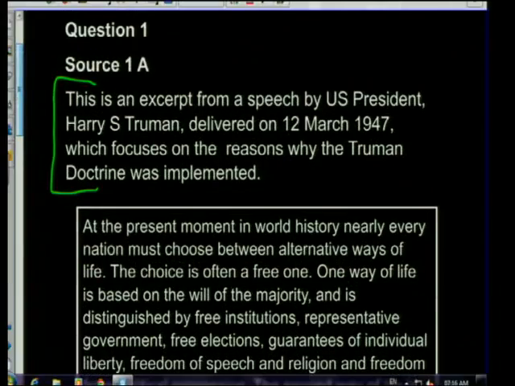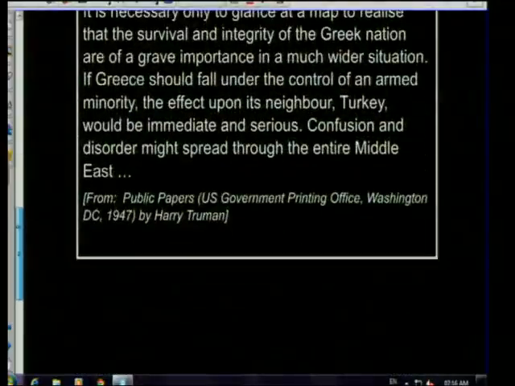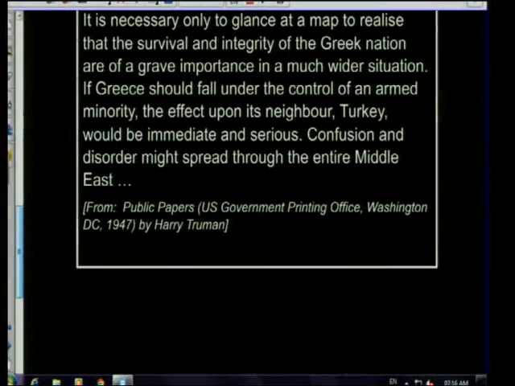And this is the information that you will use later on if you get questions like, is this a reliable source? Is this a useful source? Before we read the caption and the actual source, you will find that all the sources will have this information at the bottom of each source. Okay, this one says from Public Papers, U.S. Government Printing Office, Washington, D.C., 1947, by Harry Truman.